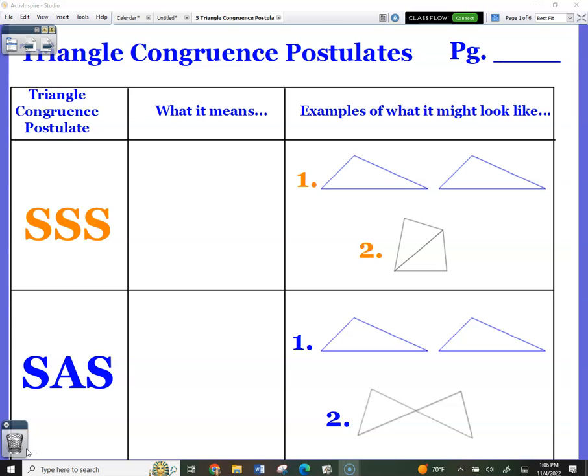Go balls! We are doing triangle congruence. Good job. Postulates, whatever that is. Page number 59. And go balls and roll tide!